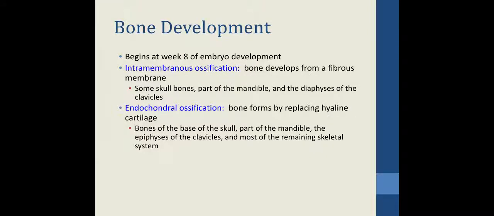Okay, so we saw that there is that epiphyseal plate, or the growth plate. When do we get bones in our human body, and what is that all about? Well, we begin to develop around 8 weeks of embryo development. We have what we call intramembranous ossification, where bones develop from this fibrous membrane. That really happens in skull bones, parts of the mandible, and the diaphysis of your clavicles. Then we've got endochondral ossification, where the bone forms by replacing hyaline cartilage. Bones at the base of the skull, the other parts of your mandible, the epiphyses of the clavicle, and pretty much the rest of the skeletal system happen this way.